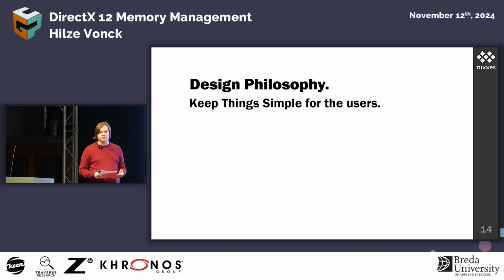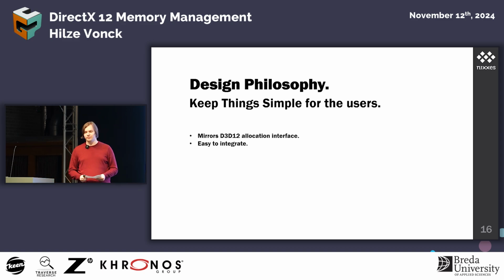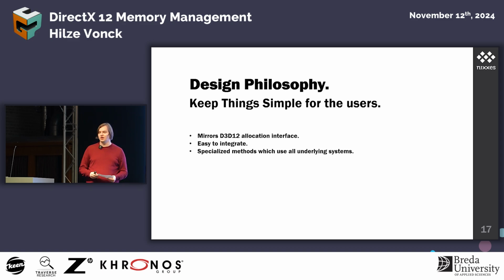Second of all, keep things simple for the users of the library. NXMem12 uses a mirror of the DirectX 12 allocation interface, which makes it incredibly easy to integrate. It also, of course, has some specialized methods which generally either hook into the same DirectX 12 allocation interface, or it is also allowed to make more informed decisions and use one of our other optimization methods instead. The only major deviation that we have from this pattern is the releasing of resources. NXMem12 allocations aren't reference counted, so they need to be explicitly destroyed.